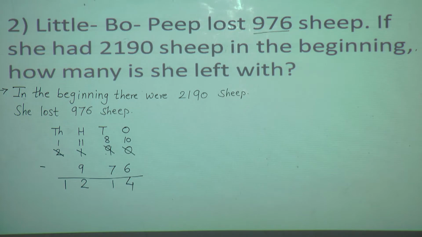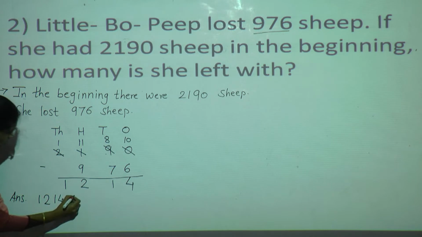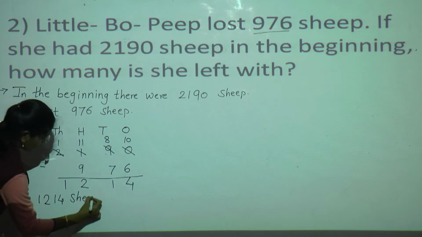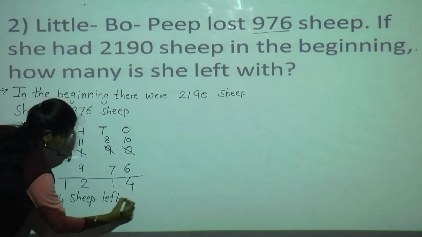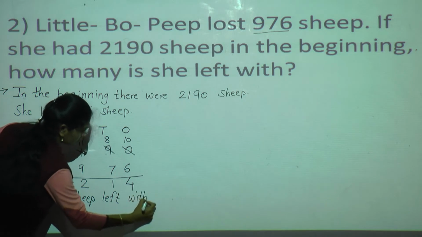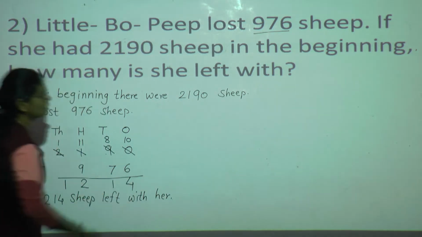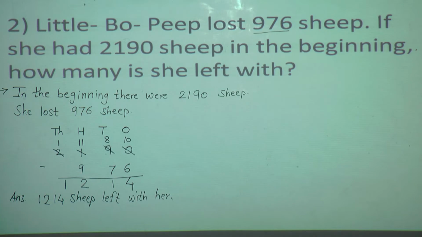Now students, we have to write the answer in the sentence. Then how will we write? Just remove the question word how many, and instead of that word we will put the answer. So we will write now the answer: 1214 sheep left with her. Okay, so in this way we can solve this 2-number sum. Now we will move to the next example.